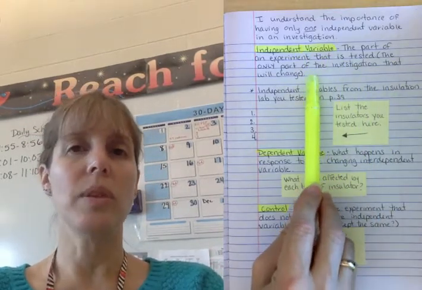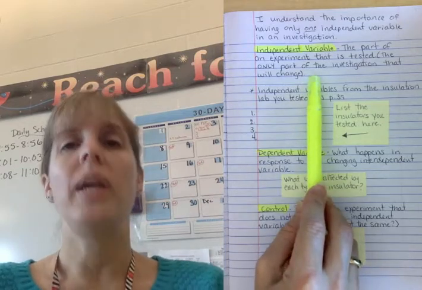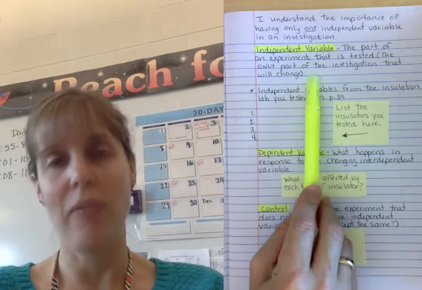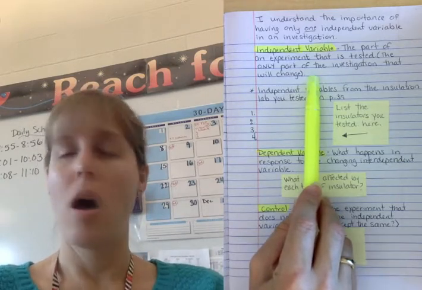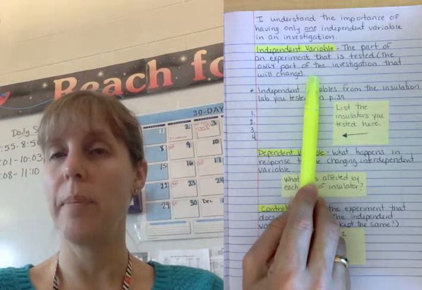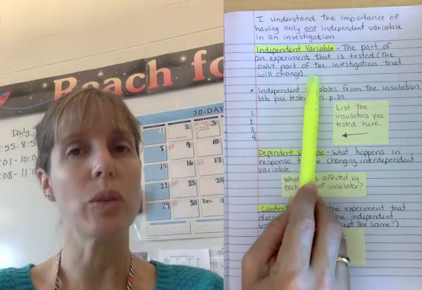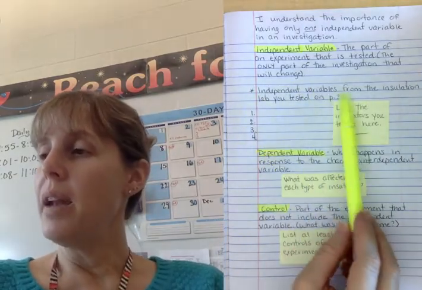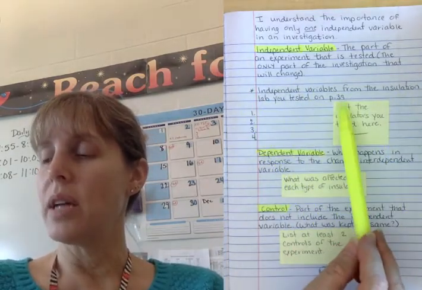So what did we do with our last assignment? We changed the insulation or the type of insulation. You might have used popcorn or fiberglass. You of course used brick, and then you recorded the temperature. Okay, but the only thing that you changed about that house was the type of insulation. Okay. Independent variables from the insulation lab that you tested on page 39.